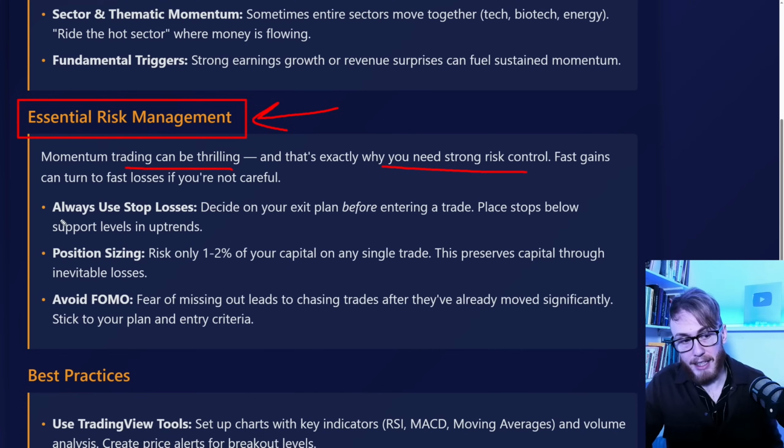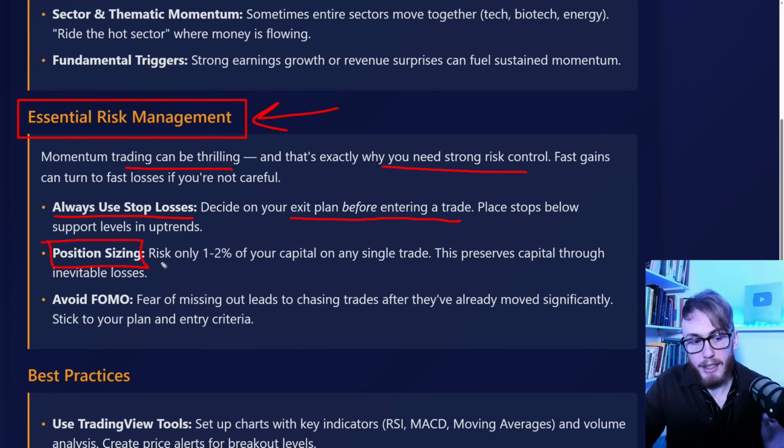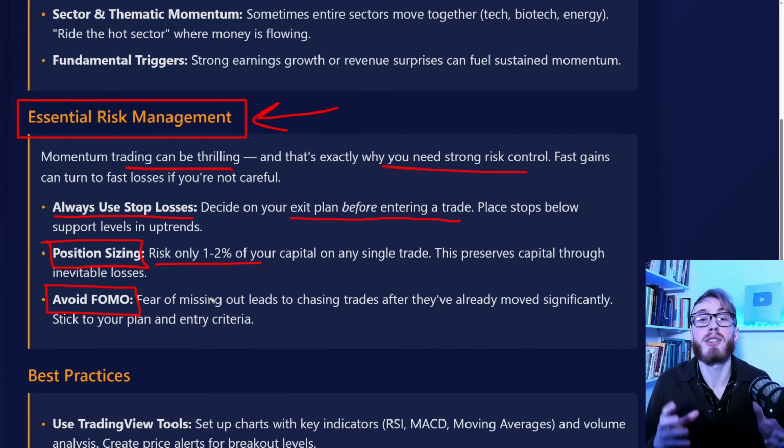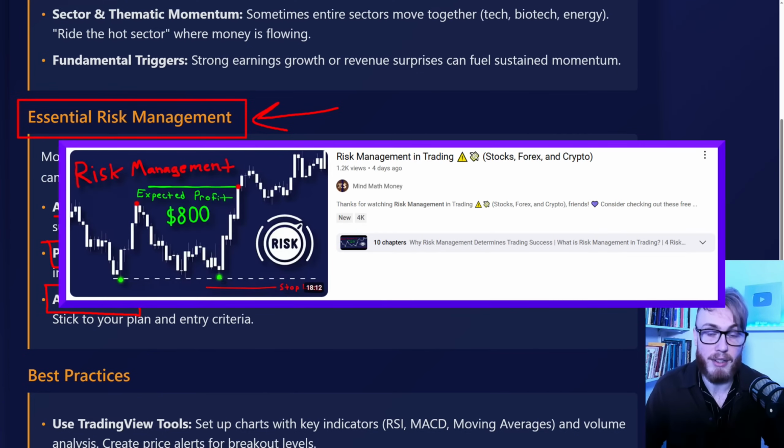The main things you need to do are, first of all, to always use a stop loss and decide on an exit plan before you enter a trade. You need to consider position sizing. A good rule of thumb here is to risk only 1-2% of your total capital. And a third rule to have in mind is to avoid FOMO, or in other words, fear of missing out. For this part, I highly recommend to check out this video right here. This video is my full video on risk management. So whenever you have the time, make sure to check that one out.